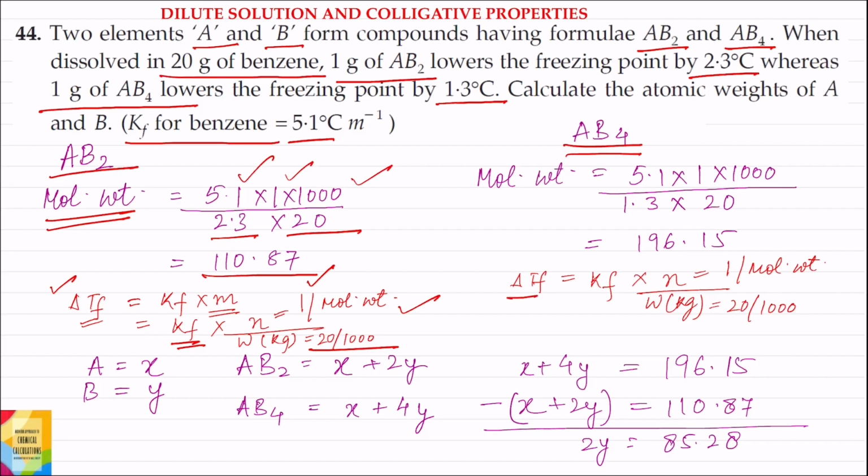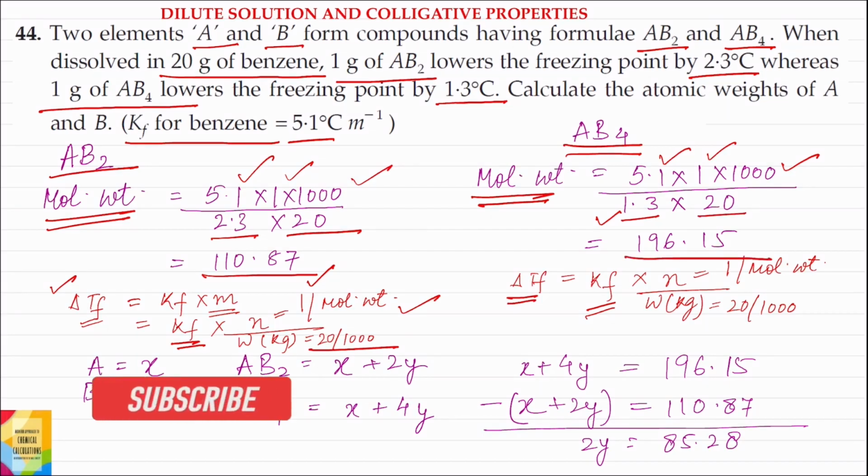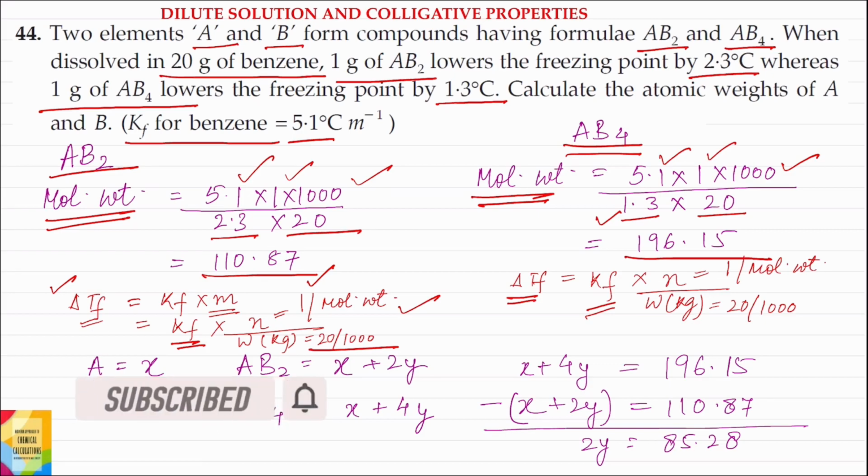Delta Tf value for AB4 is 1.3 degree centigrade, and value of Kf for benzene is 5.1. Putting the values and rearranging, molecular weight of AB4 will be 5.1 into 1 into 1000 divided by 1.3 into 20, and molecular weight of AB4 is 196.15 gram per mole. Now in both AB2 and AB4, all the values are same, only the depression in freezing point due to AB2 is 2.3 degree centigrade and due to AB4 is 1.3 degree centigrade.